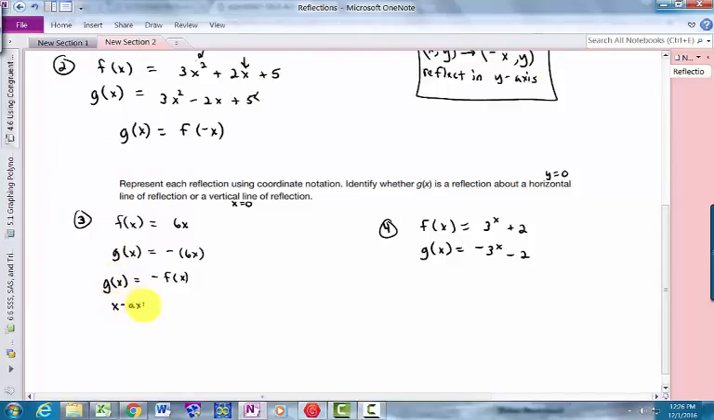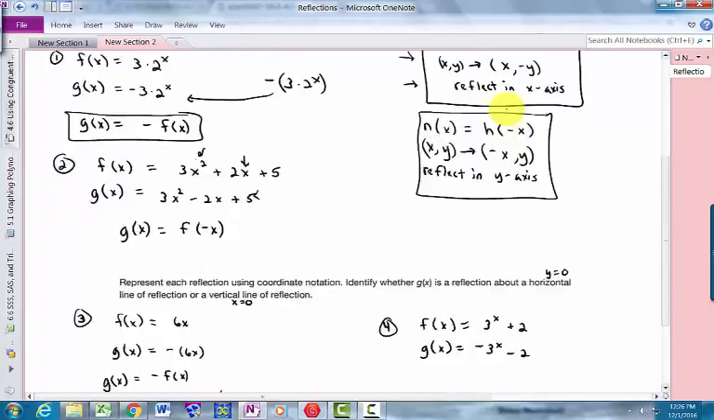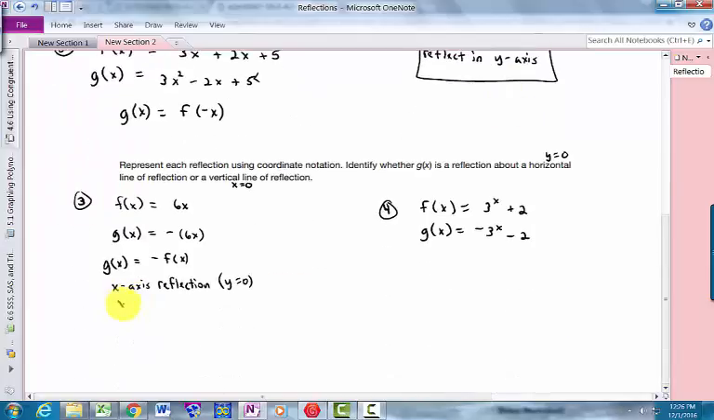So we have x-axis reflection, and it's about the line y is equal to 0, like so. And then recall, look at the notation here. X comma y becomes x comma negative y. So x comma y becomes x comma negative y, like so, and you're done.